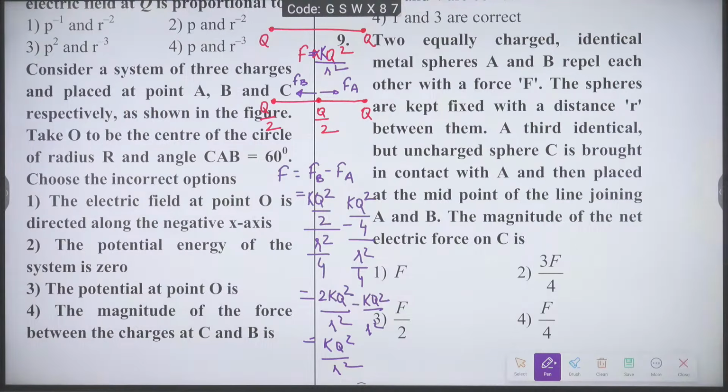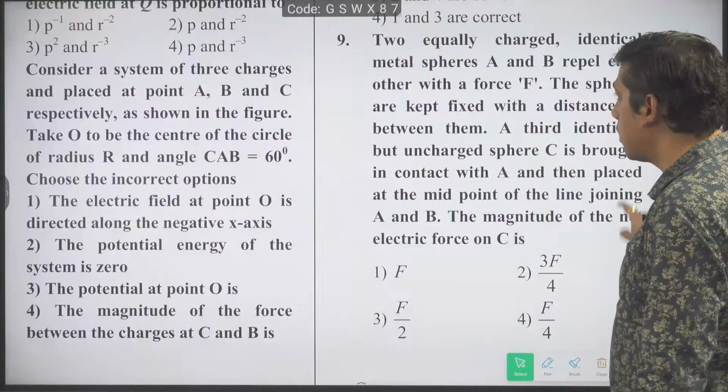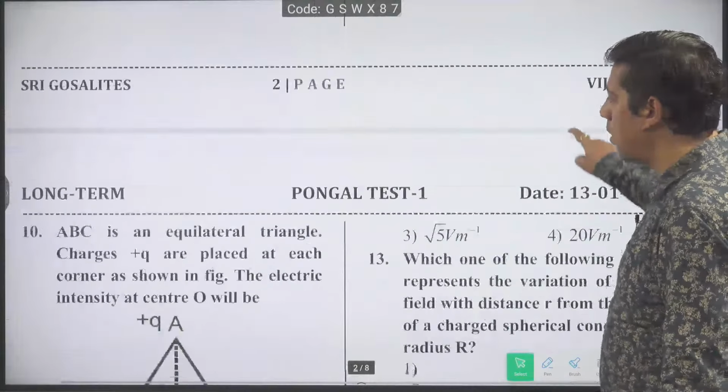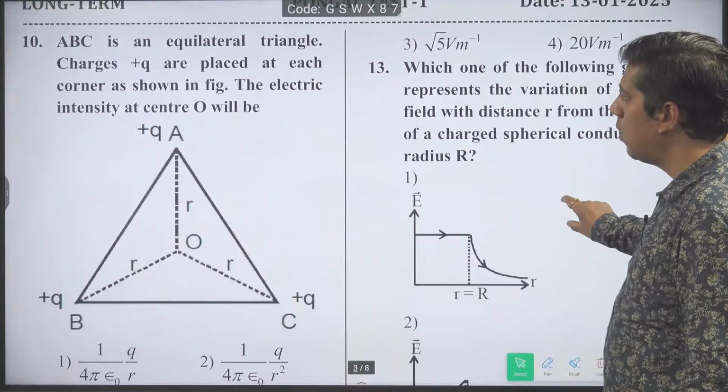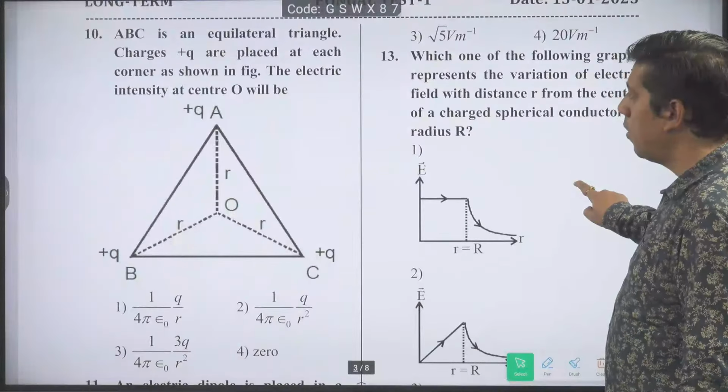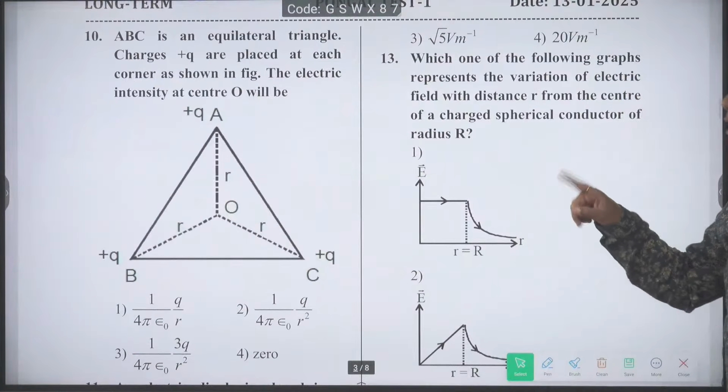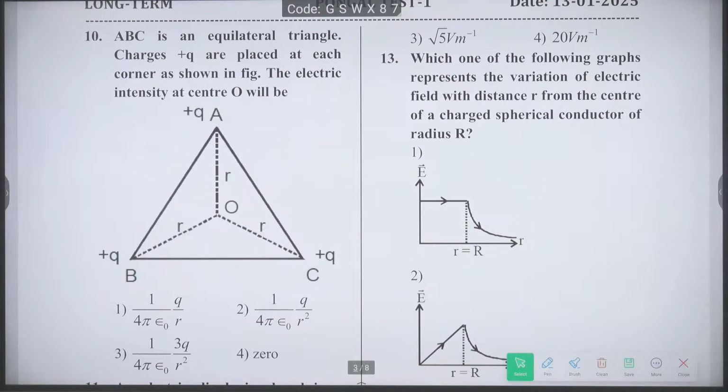Let's go to the next question. This point we already discussed in that circle question. Can we go fast? Question number 10, without wasting any time.